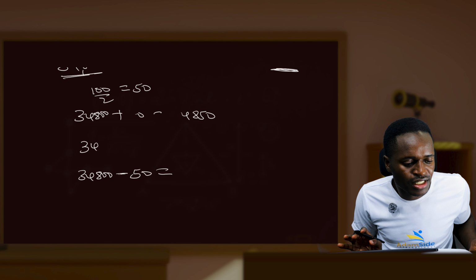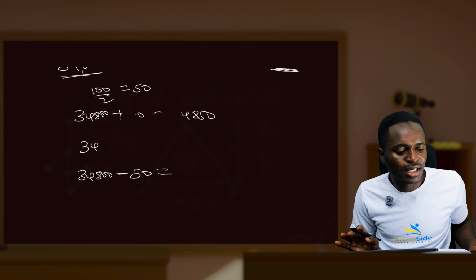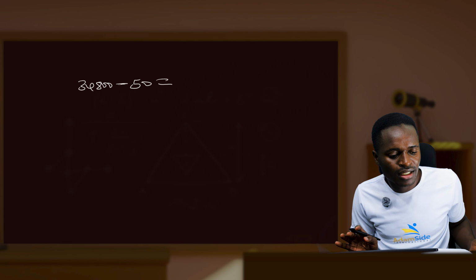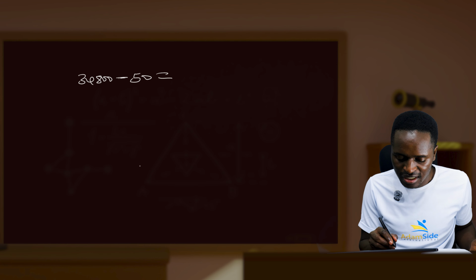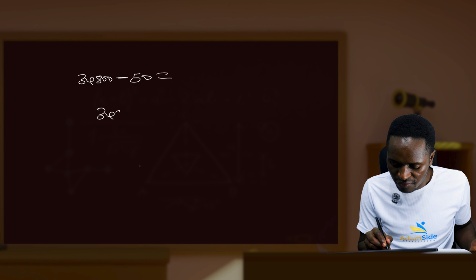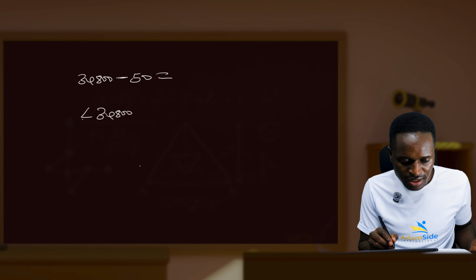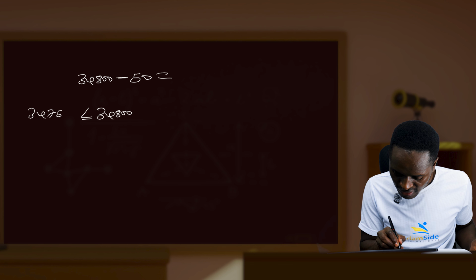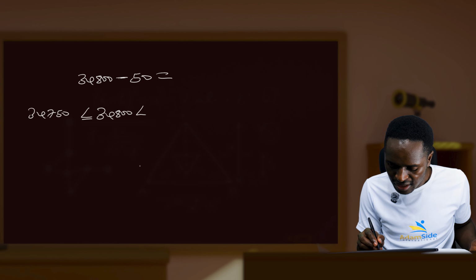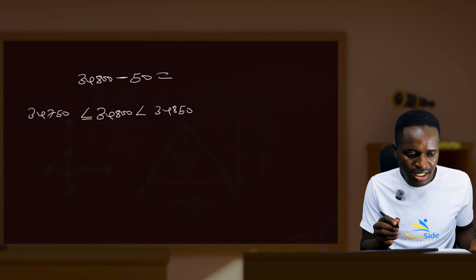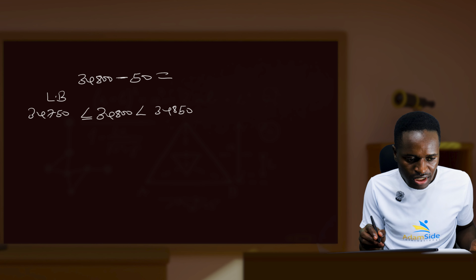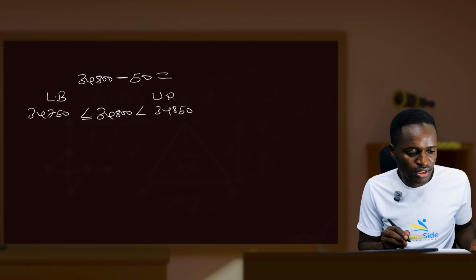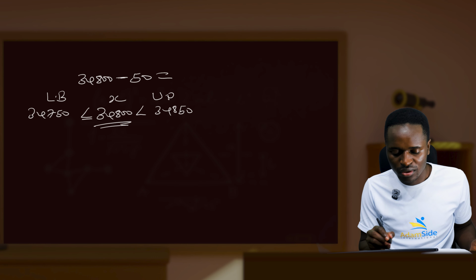So the error interval is the range between the upper and the lower bound. In that case, you can say maybe your answer in the middle is 34,800. Then you say it's greater than or equal to 34,750 and less than the upper bound, which is 34,850. This is what we say. So this is obviously the error interval. This will be the lower bound, this one will be the upper bound, and here is the actual number.